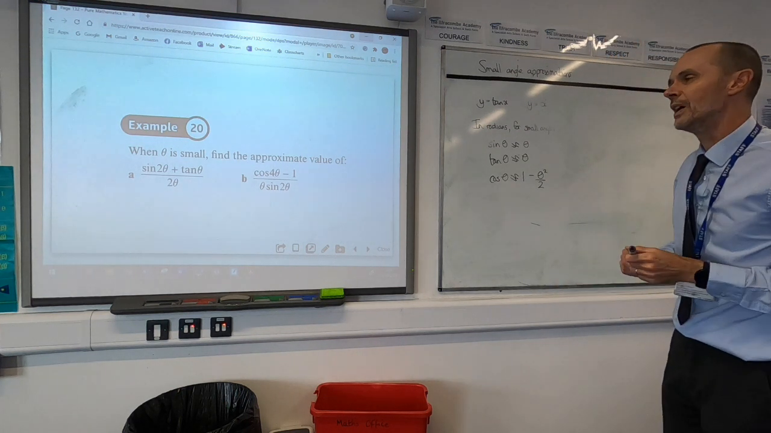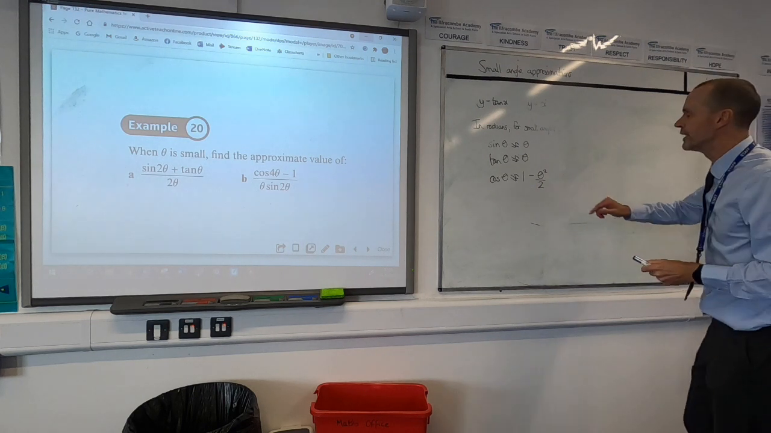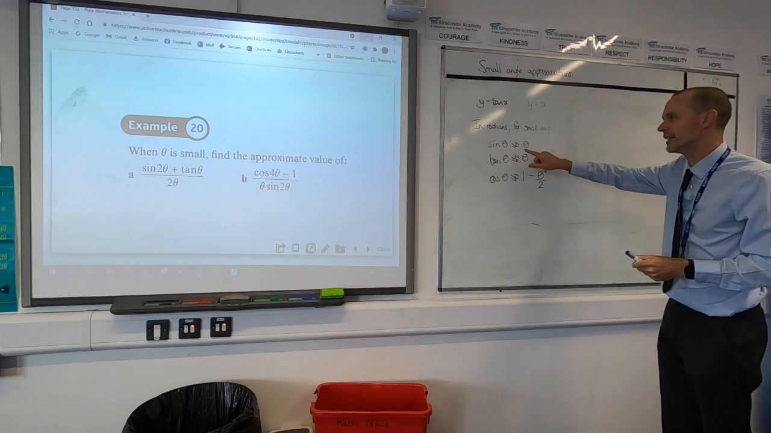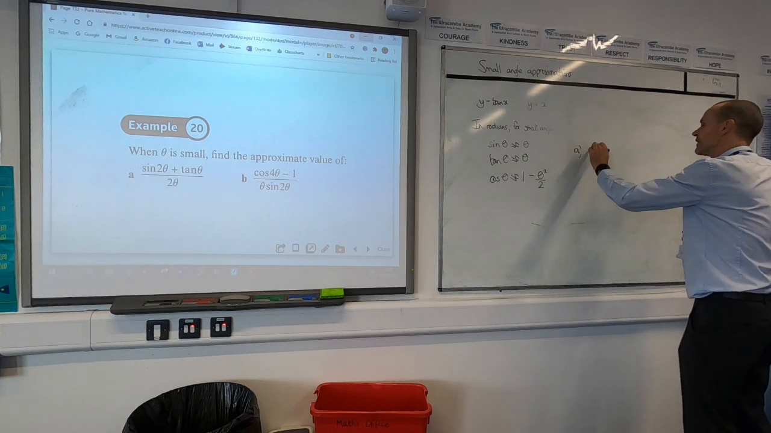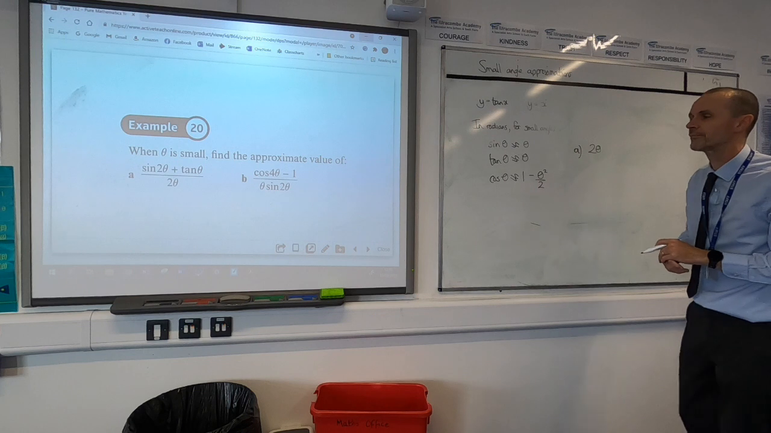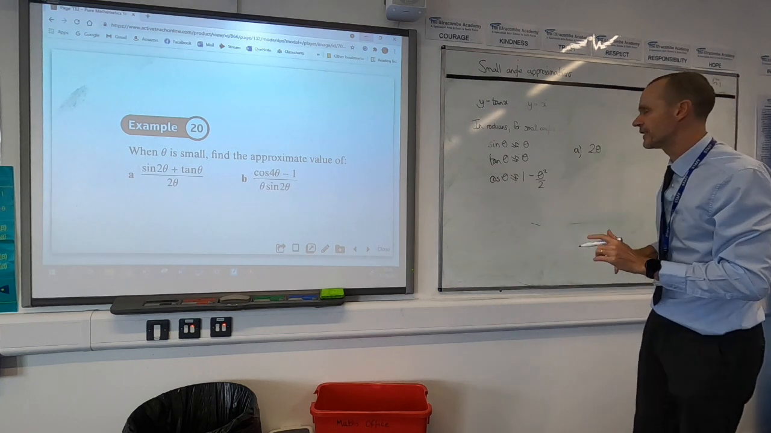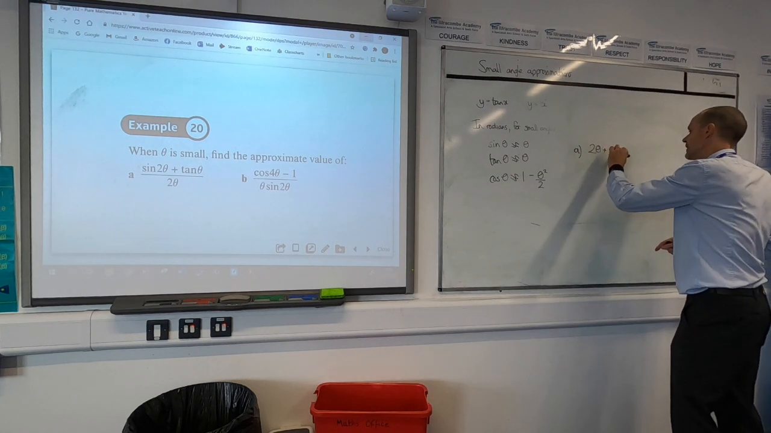So for the first one, I've got sine of 2 theta. Well, if sine theta is roughly the same as theta, sine of 2 theta will be roughly the same as 2 theta. So that's going to become 2 theta. The tan of theta is roughly the same as theta. That means the tan of an angle is roughly the same as its angle.